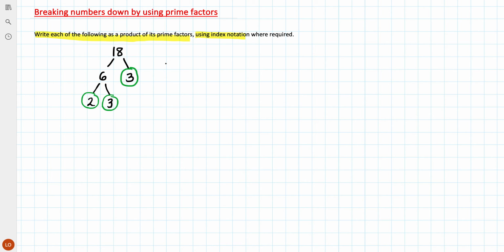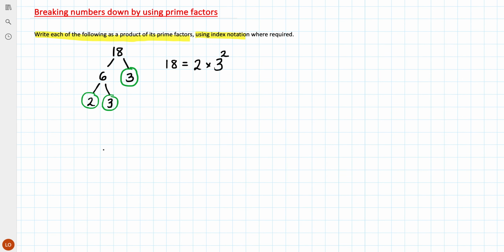So what I have to do is write 18 is going to be equal to, get used to write them in order. It's just a good idea. So how many 2's do I have? Only 1. So I'm going to write 2 times 3. And how many do I have? I have 2. So 3 squared. Wonderful. So that's what 18 is. Let's do another example here.